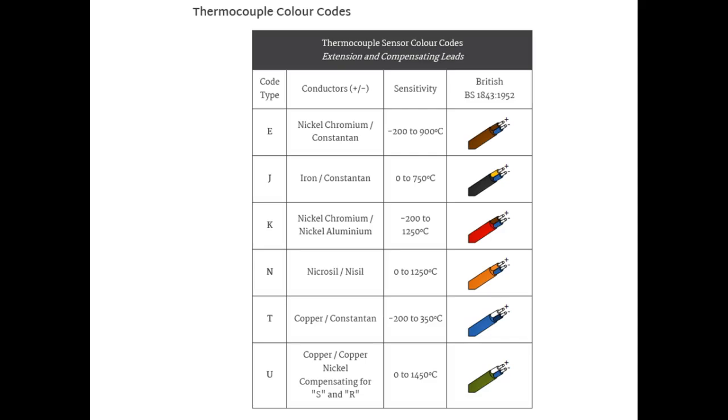So here we go. This is fine. So E is a nickel chromium constantan. J is an iron constantan, iron bonded with constantan. K is nickel chromium and nickel aluminum. N is nickel, nickel, yes. Copper constantan, copper nickel compensated. I don't see chromel and alumel, that might be this right here. That's what we call it.